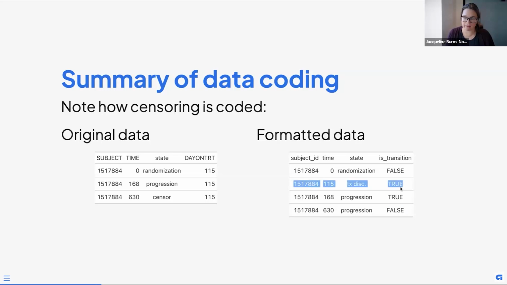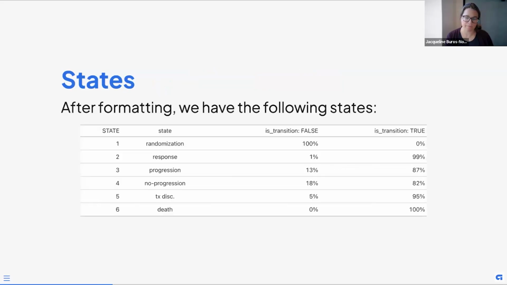And we've also added the state of a treatment discontinuation based on this baseline covariate. So this is kind of the summary of what the data transformation does. It's pretty minimal, but important to format for the package. These are the states as a summary that we have. We have 6 after formatting.